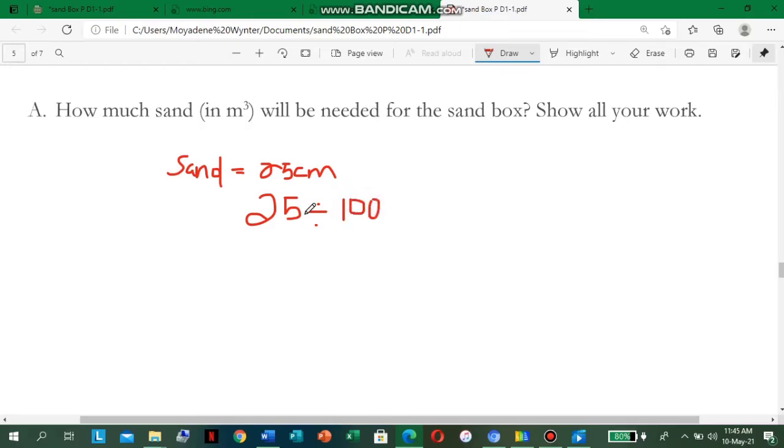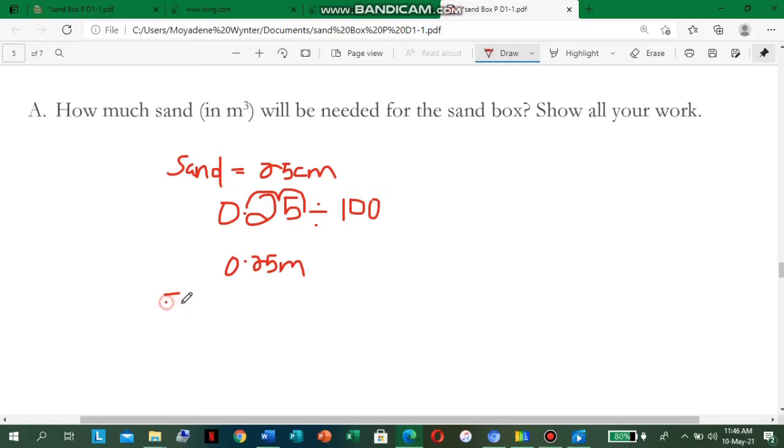Every whole number has a point in front of it. So there's 25 here. We're going to move 2 places to the left. When we move 2 places to the left, the point comes here. We add a 0. So now this is our answer in meter. This is now 0.25 meter.